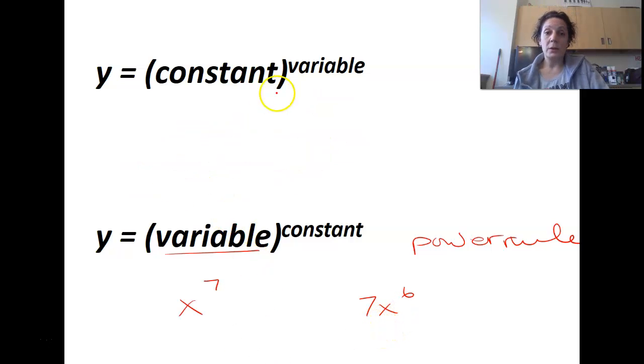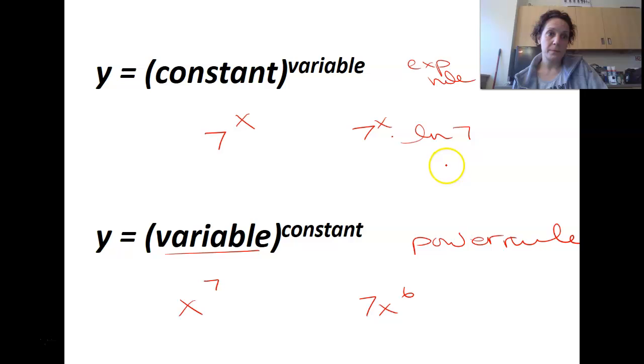Just recently, we learned how to deal with the exact opposite of that. So I have a constant in the base, and my variable is up top. Okay. In that case, that's a different rule, right? This is the exponential rule, where I have to say, okay, well, that's going to be 7 to the x, and then I need to tack on the ln of 7. So I have two rules already to deal with when I have a quantity being raised to the power. The way we choose which rule we're going to use is by looking at where the variable is. If the variable is in the base, then we're going to use the original power rule. If the variable is in the exponent, we're going to use the exponential rule.